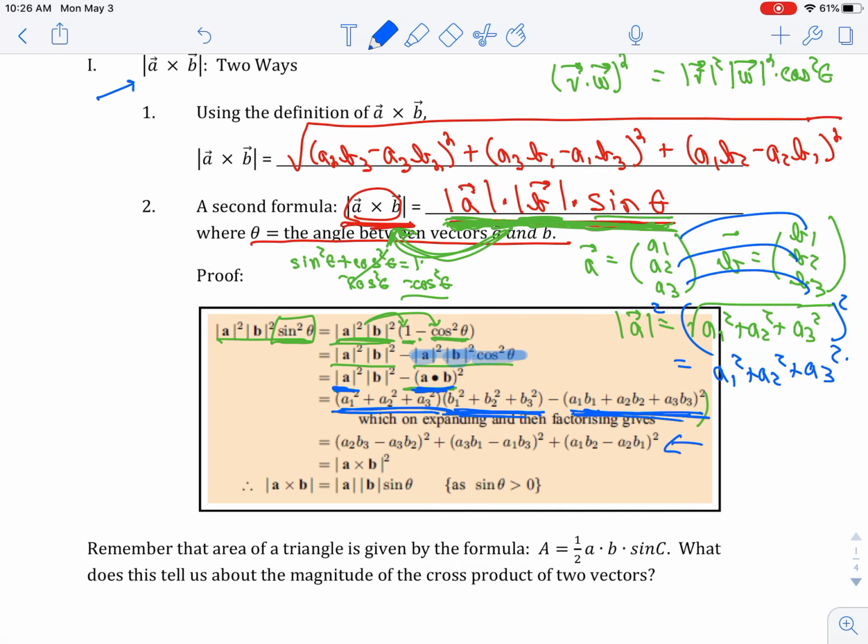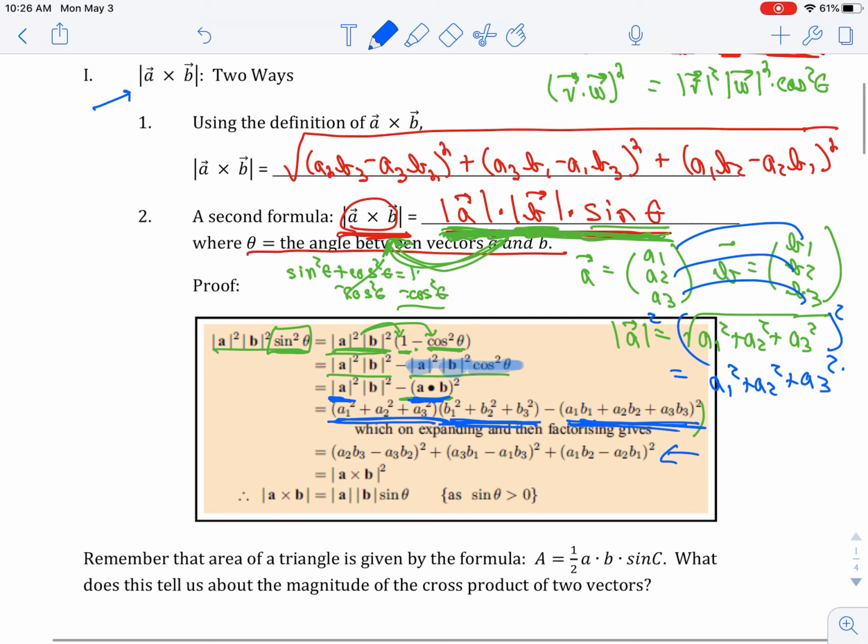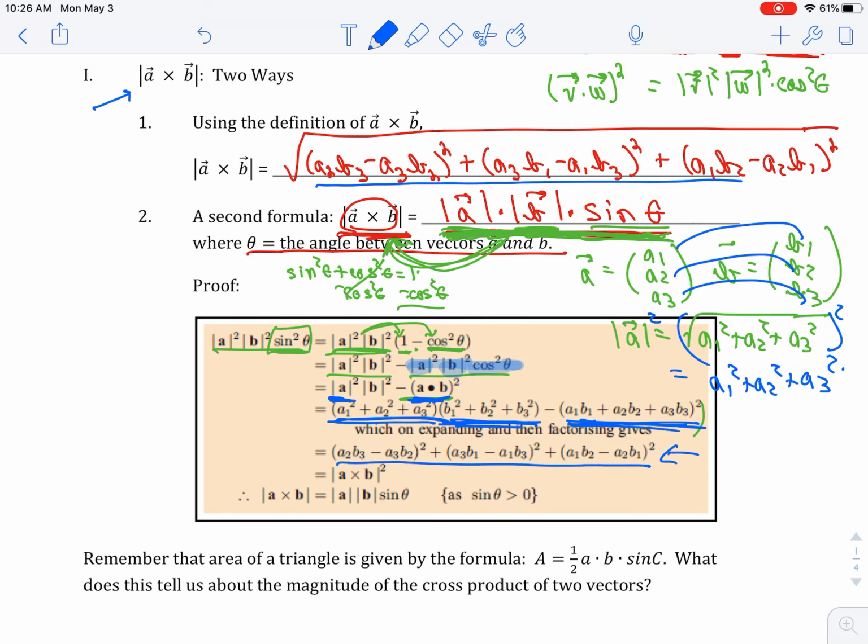Okay, so what is this? Well, notice that this looks really familiar. Well, that's right here, isn't it? a sub 2 b sub 3 minus a sub 3 b sub 2 squared, and that's what we have here, plus a sub 3 b sub 1 minus a sub 1 b sub 3 squared, and then this matches this. But this is the square root up here, and this one's not.